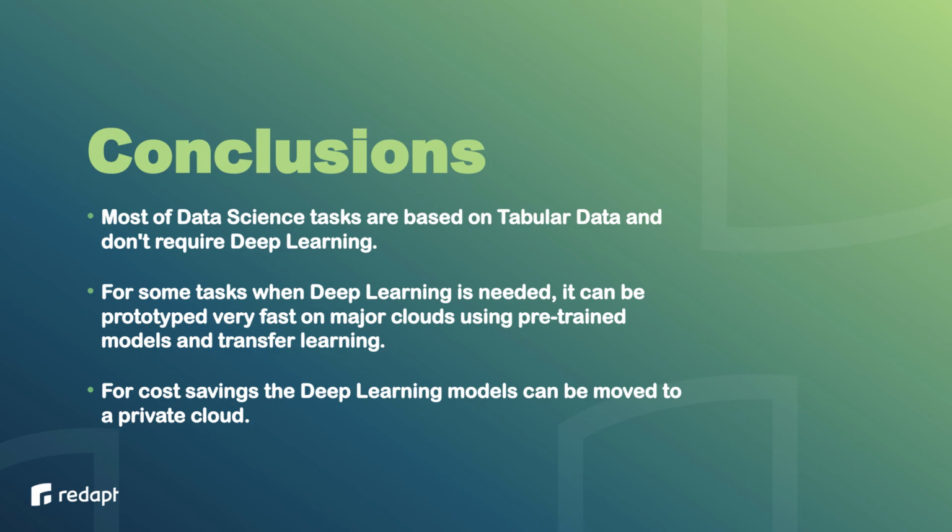Okay. So the conclusion is that most of data science tasks are based on tabular data and don't require deep learning at all. For some tasks, when deep learning is needed, it can be prototyped very fast on major clouds using pre-trained models and transfer learning. And for cost savings, the deep learning models can be moved to a private cloud.